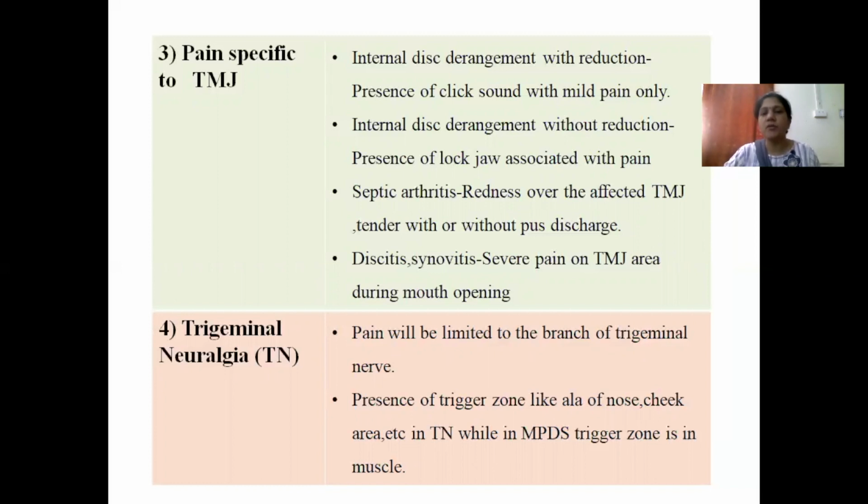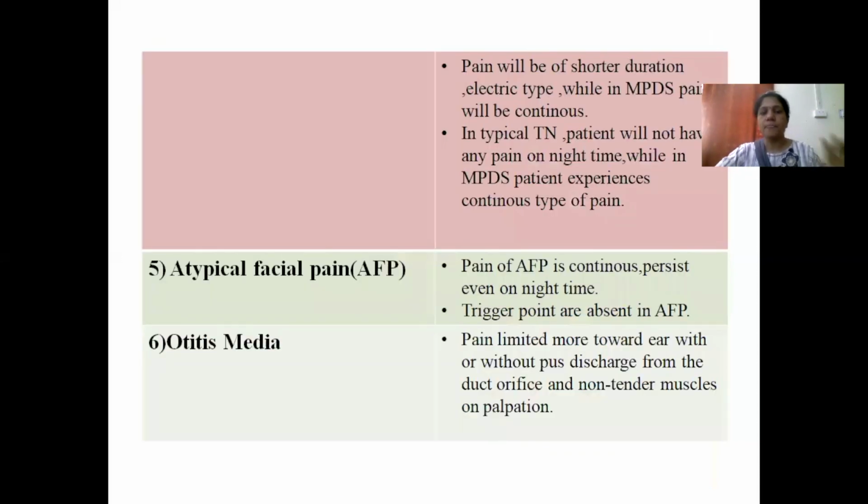Then trigeminal neuralgia: pain will be limited to the branch, the dermatome of that particular nerve, usually the trigeminal branches. There will be a trigger zone and the pain will be electric shock-like, remaining for a shorter duration and then going off. While here, the trigger points will be present only in the masticatory muscle. The fifth one is atypical facial pain. Atypical facial pain will be continuous, persist even at night. But the difference is there are no trigger points in atypical facial pain.